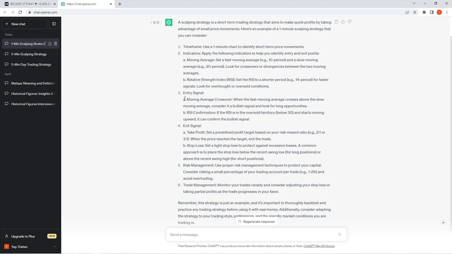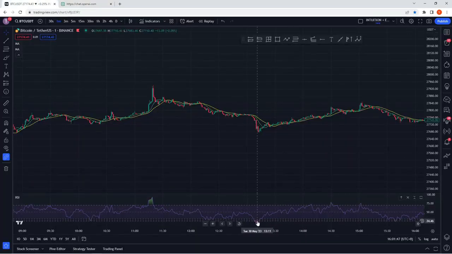First up will be the moving average crossover. We want to wait for the fast moving average, which is the 10 moving average, to cross either below or above the slow moving average. Then we need to wait for the RSI confirmation, which is when RSI goes from oversold in the upward direction. So what does this mean? Basically, when RSI is below and it moves upwards, that's a bullish signal.